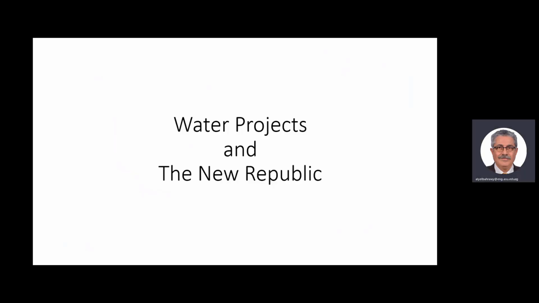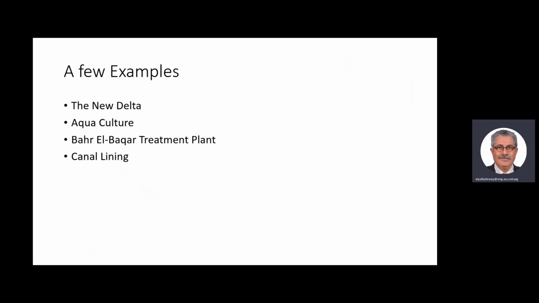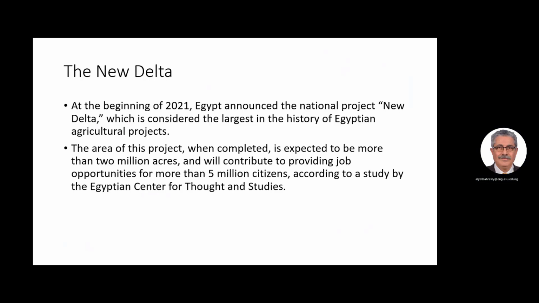We move from transportation into real water projects in the New Republic, and I'm going to speak about four of them: the New Delta, aquaculture, Bahr al-Bahr treatment plant, and canal lining. The New Delta was announced in 2021, considered the largest in the history of Egyptian agricultural projects. It is expected to be more than 2 million acres. Acres is an English unit, but it's very close to feddans, and it will contribute to job provision for many Egyptians, about 5 million of them.